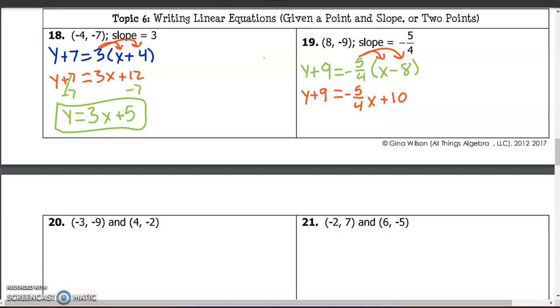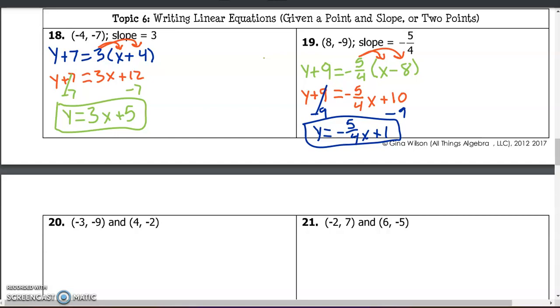Then last step, same as before. I want to get rid of that 9, so I'm going to subtract 9 on both sides. Those cancel out, so I get y equals -5/4x, and then that is +1. And again, I'm sorry that this doesn't look fantastic. This is just different software.